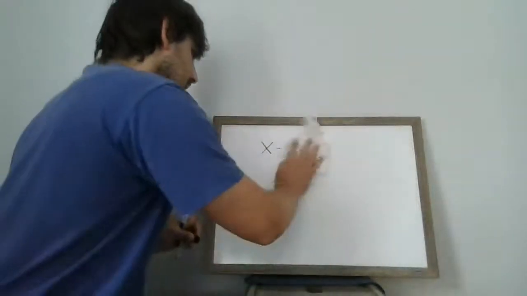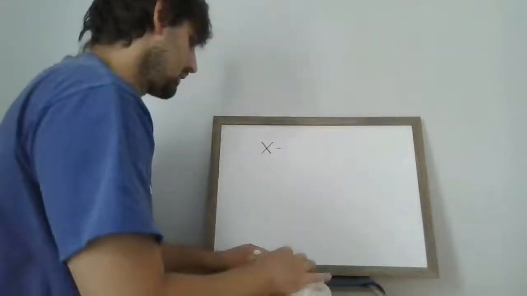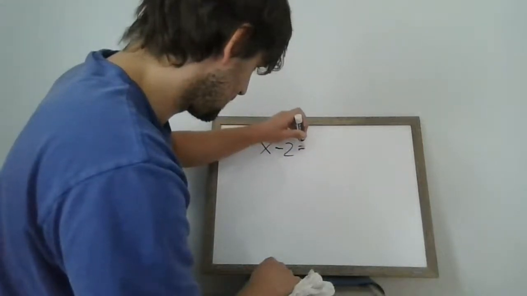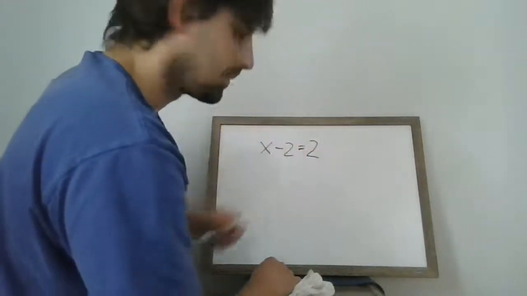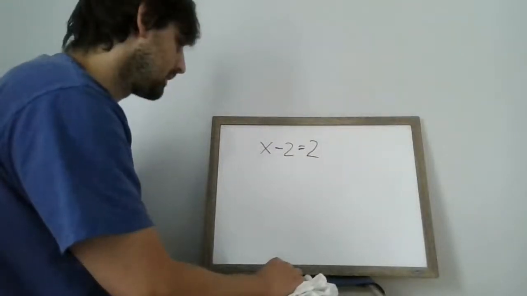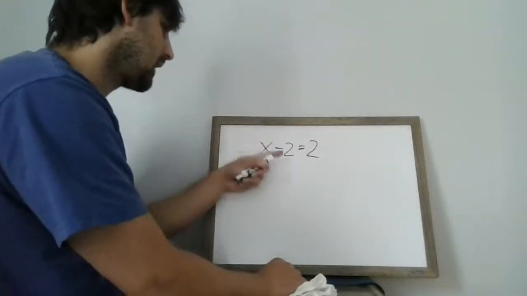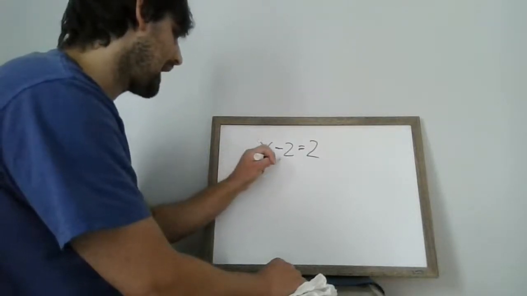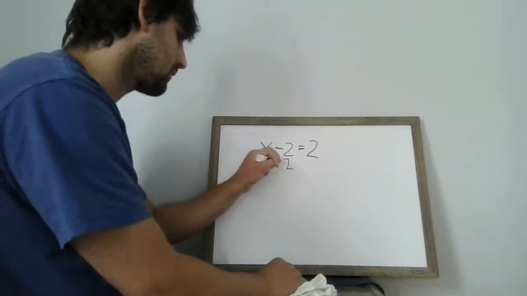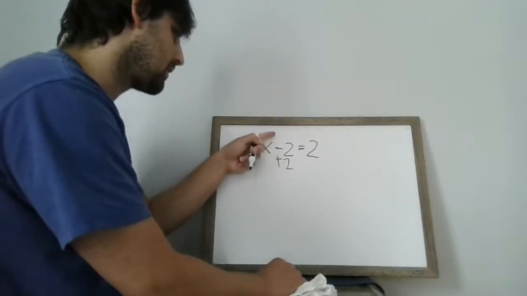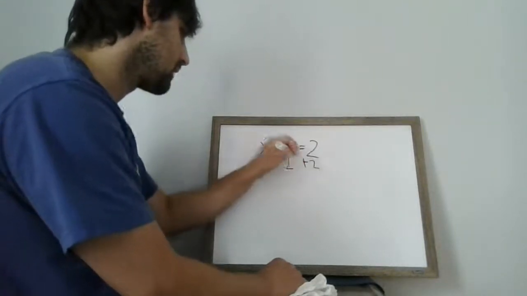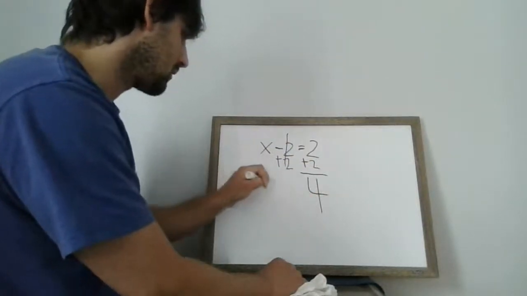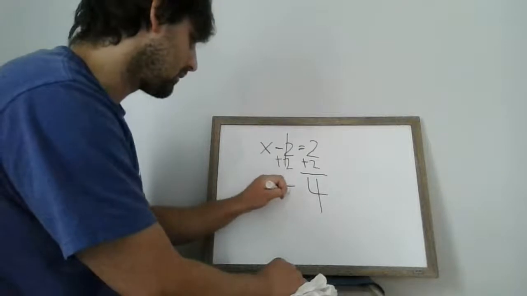You know what? Let me keep it basic. So x minus 2 equals 2. So again, to solve, we got to get this 2 on the other side of the equal sign, and we're going to do that by adding. Since the operation is subtraction for this problem, we always do the opposite of whatever the operation is. So plus 2, 2 plus 2 equals 4. So x equals 4.